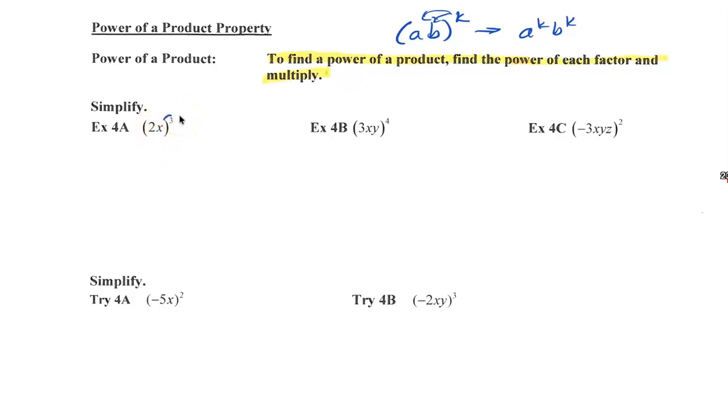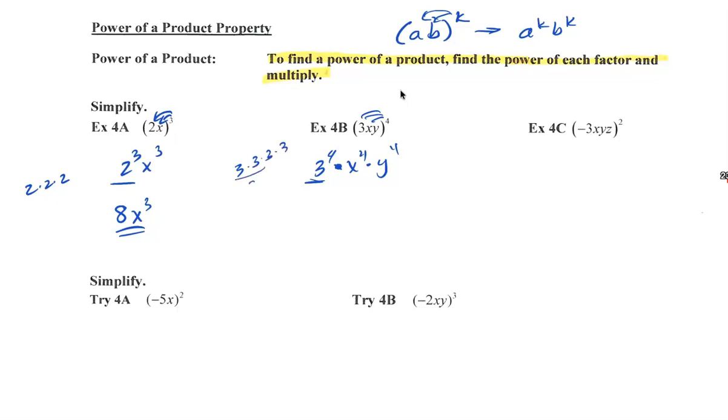No, that 3 goes to both of them. So it's 2 to the 3rd, x to the 3rd. 2 to the 3rd, 2 times 2 times 2, that'll give me 8, x to the 3rd. Over here, same concept, that 4 is going to go to everything. So 3 to the 4th, x to the 4th, y to the 4th. That's 3 times 3 times 3 times 3. So 9 times 9, 81, x to the 4th, y to the 4th.